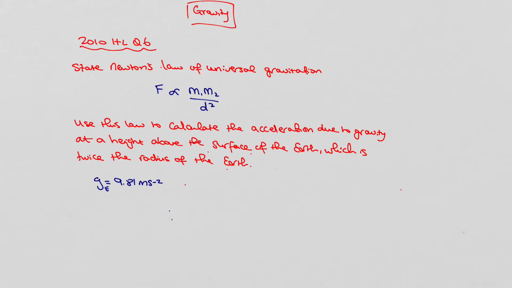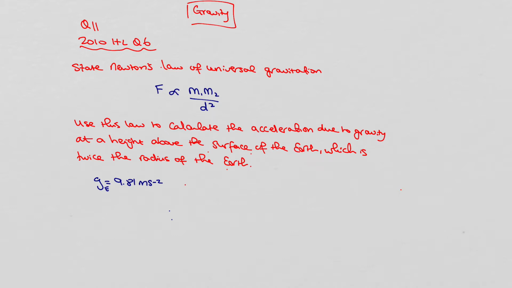So question 11 on the revision sheet comes from 2000 higher level, question 6, so it's part of the question. The first thing I wanted us to do is state Newton's law of universal gravitation, which is that the force is directly proportional to the product of the masses and inversely proportional to the distance squared.